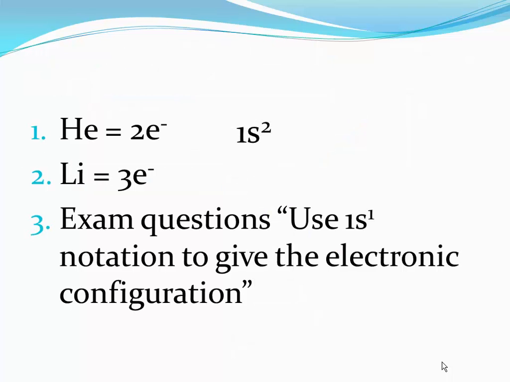So for helium, it has 2 electrons, it will fill the 1s shell, so it's 1s2. The 2 represents the number of electrons. Lithium will move on to the second energy level after the filled helium and have a 2s1 because of the 1 electron. 1 plus 2 is 3. General questions would use the 1s notation to give the electron configuration.